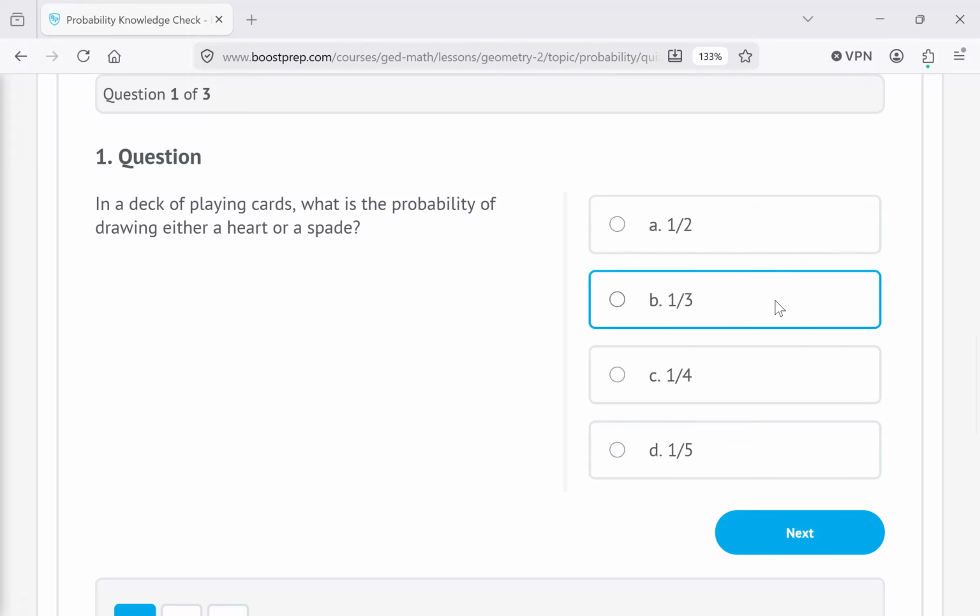Hello, in this math video, I will do a GED math video regarding probability. So, go ahead and get out your notebook because there are some terms and formulas we got to go over.